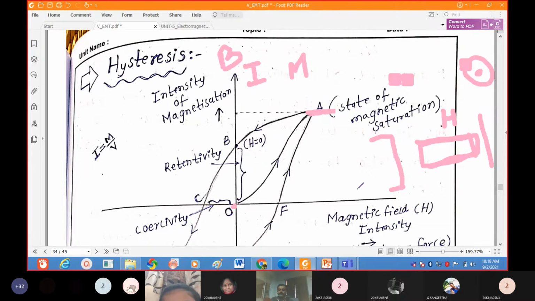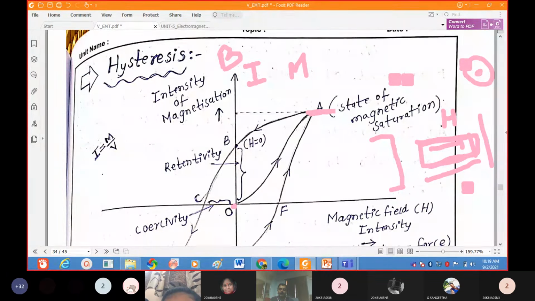Now, we are increasing the applied magnetic field in this direction. What happens is that a magnetic field is induced inside the bar magnet, and these atoms orient in the field direction. That's why a magnetic field is developed inside the bar magnet also. If you increase the H value, the induced magnetic field automatically increases.